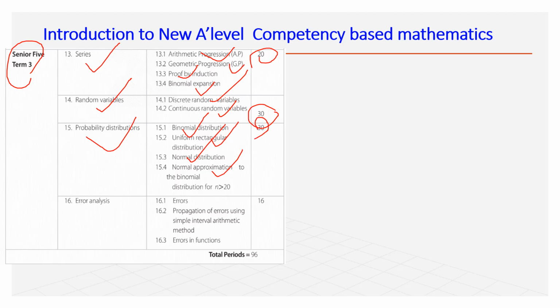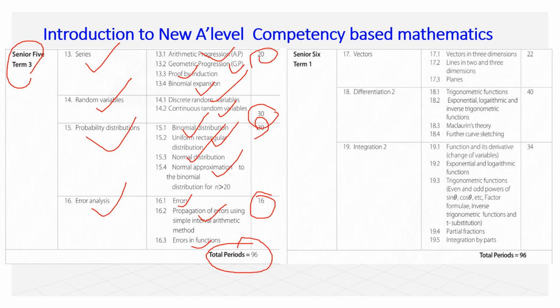We shall talk about error analysis, and that is errors, propagation of error using the simple interval arithmetic method, the errors in functions, and this will take us 16 periods. So the total periods here will be 96 periods.